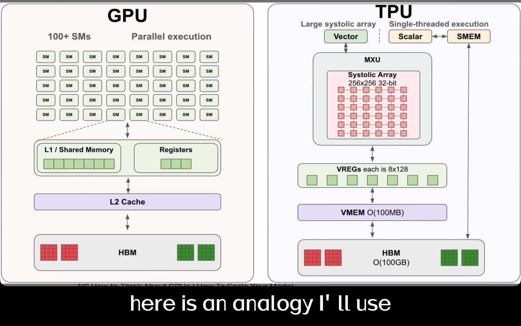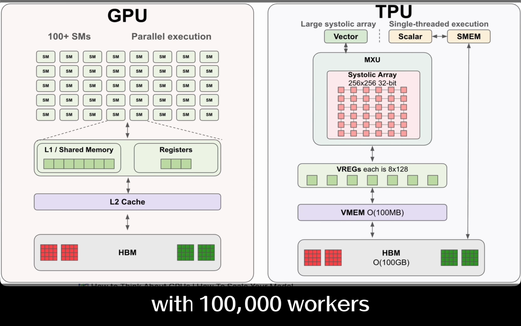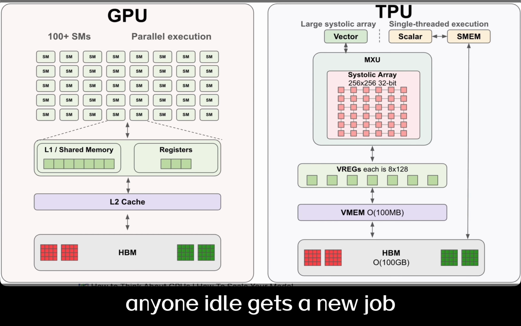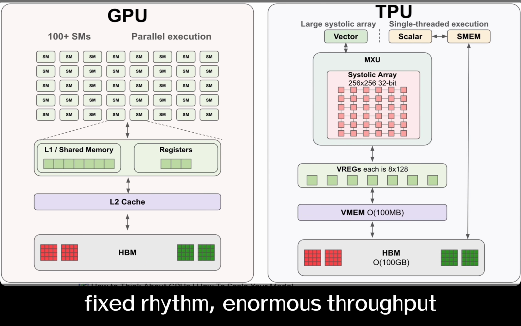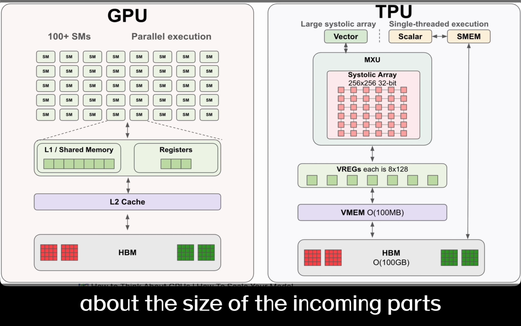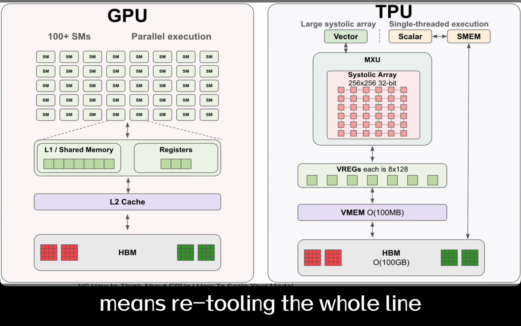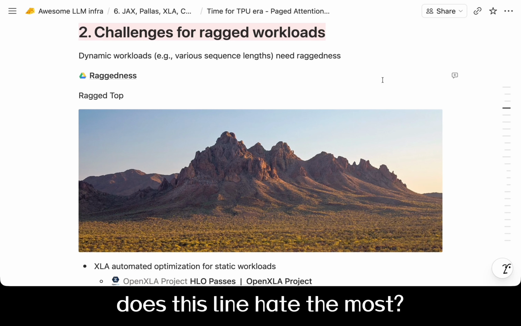Here is an analogy I'll use throughout this video. A GPU is a construction site with 100,000 workers and the foreman constantly reassigning people. Anyone idle gets a new job. A TPU is a fully automated stamping line, fixed rhythm, enormous throughput, but extremely picky about the size of the incoming parts. And changing the parts means retooling the whole line. So what kind of incoming material does this line hate the most?